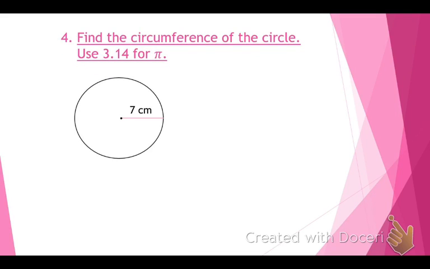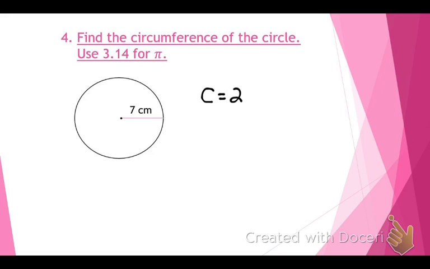Another review problem. I want you guys to write this down and try to do it on your own. All right, find the circumference of the circle. Use 3.14 for pi. Right here, what did I give you? Is that the radius or the diameter? The radius. So you want to come up with a formula that has circumference and radius in it. What would that formula be?